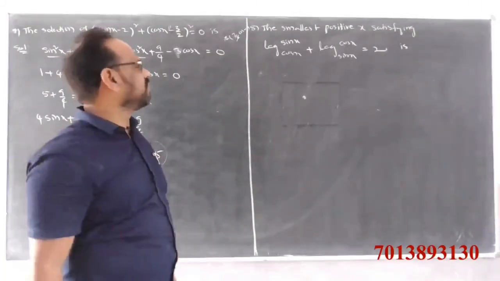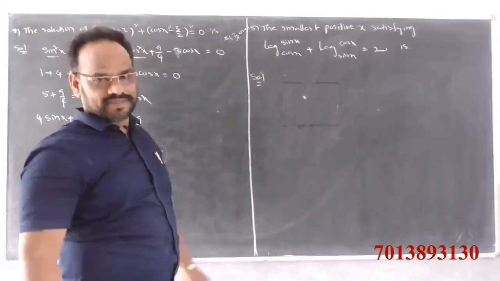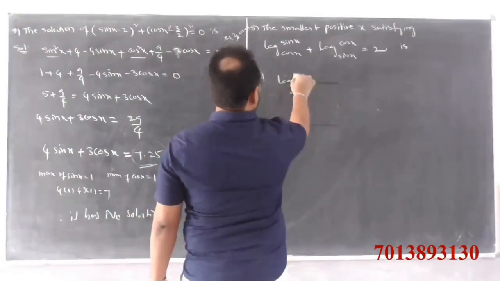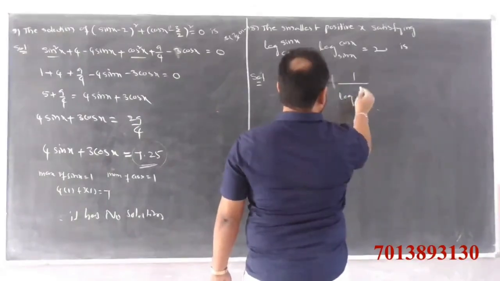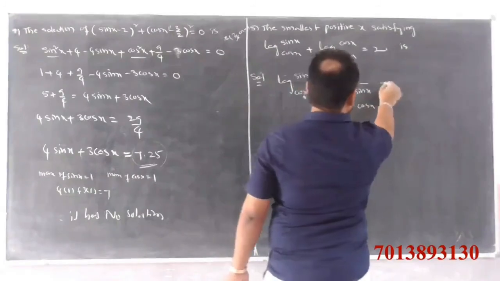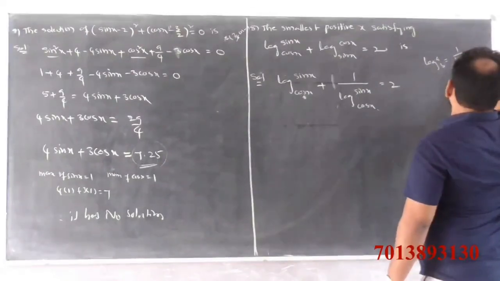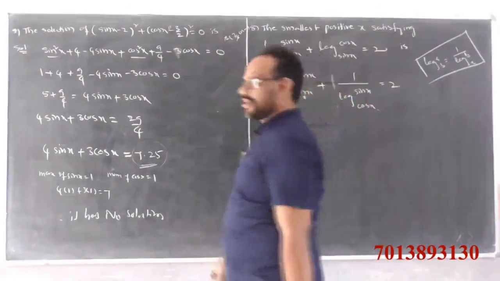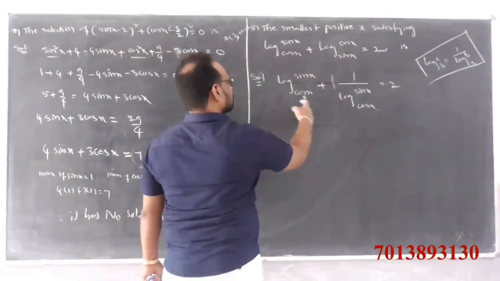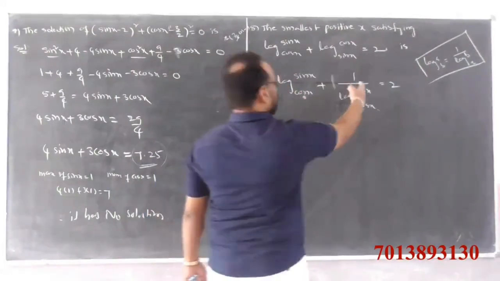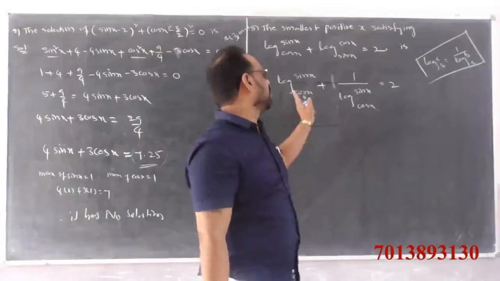Next, the smallest positive value of x satisfying log sin x to the base cos x plus log cos x to the base sin x is equal to 2. Already we know that log a to the base b is equal to 1 by log b to the base a. So this value plus this value is equal to 2: log sin x to the base cos x plus 1 by log sin x to the base cos x. That means this value is 1 and 1 by this value is also 1. Then only we get 1 plus 1 is equal to 2.